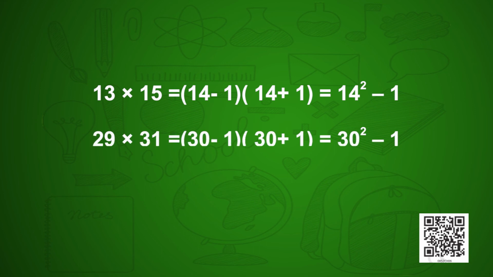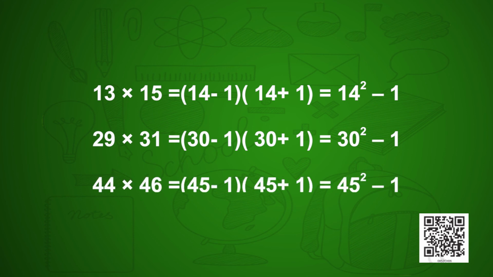Let us also observe another example, 29 times 31, which is equal to (30 minus 1) times (30 plus 1), which is equal to 30 square minus 1. So, these are the product of two consecutive odd natural numbers. Let us observe a product of two consecutive even natural numbers. So, for example, 44 times 46 is equal to (45 minus 1) times (45 plus 1), which is equal to 45 square minus 1.